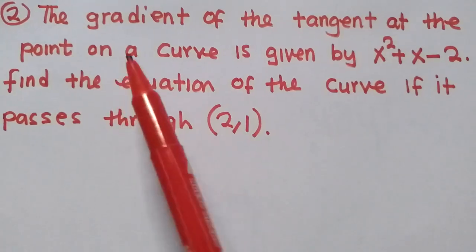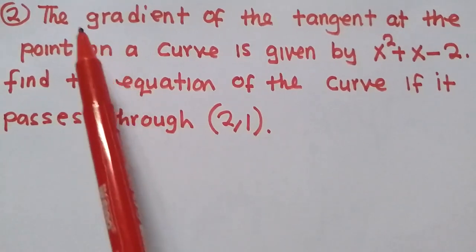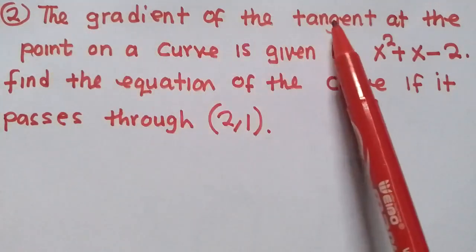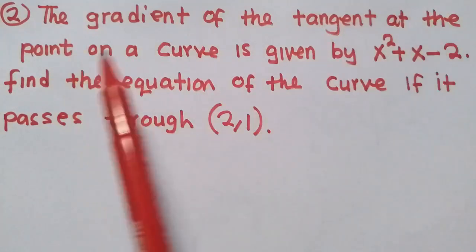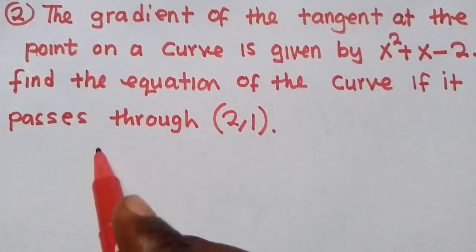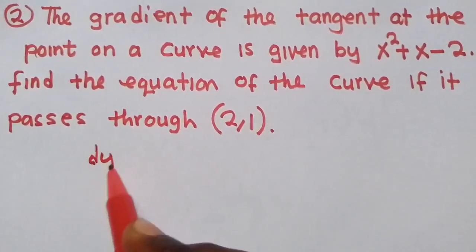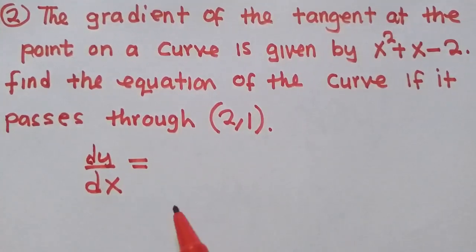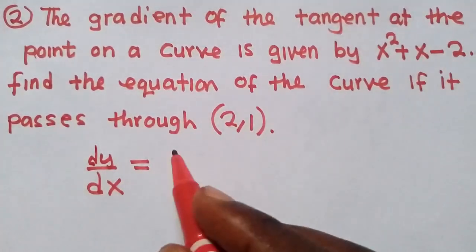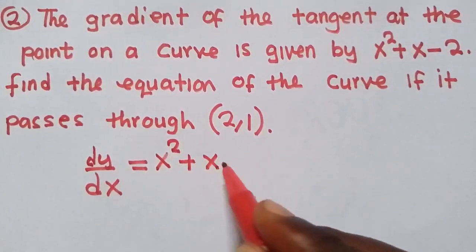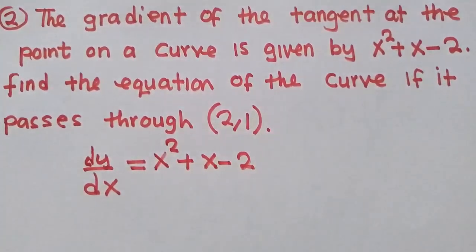You are given the gradient of the tangent at the point on a curve. The gradient of the tangent means it is dy/dx, which is equal to what? Equal to x squared plus x minus 2. This is what we are given.